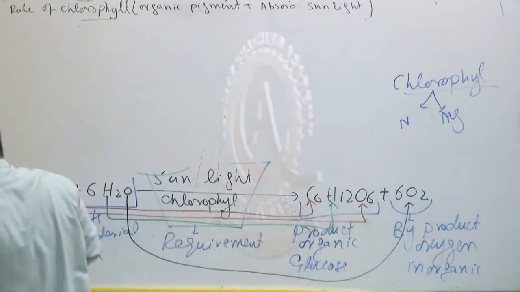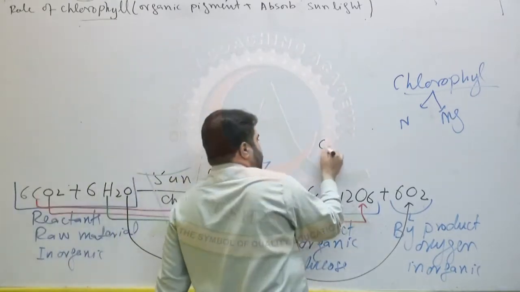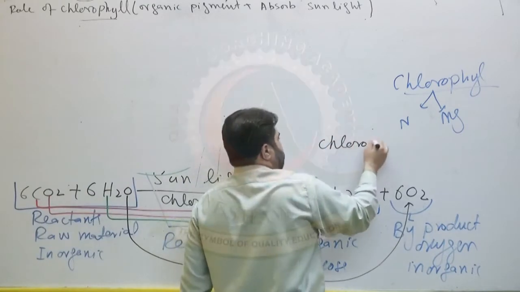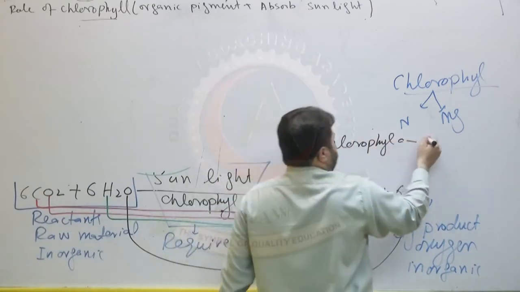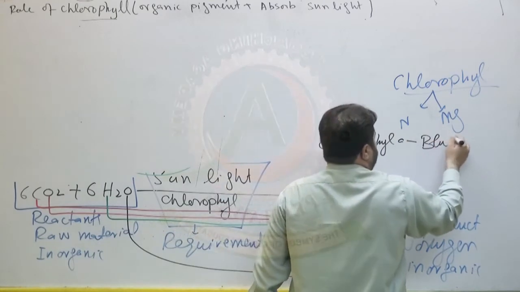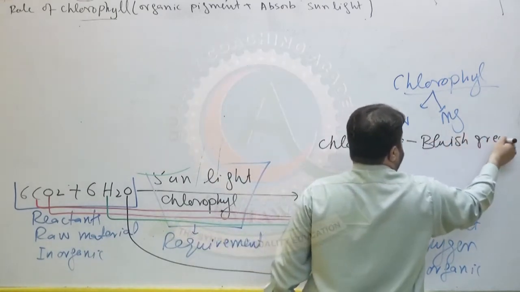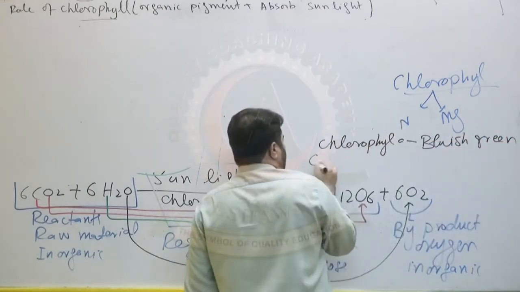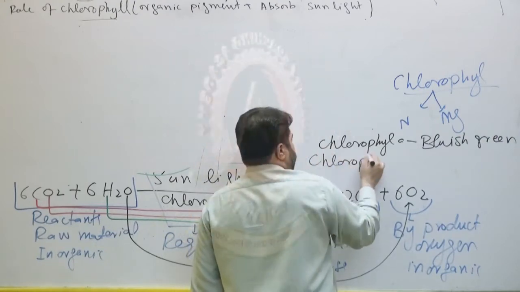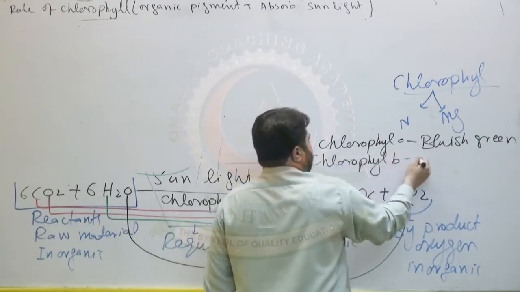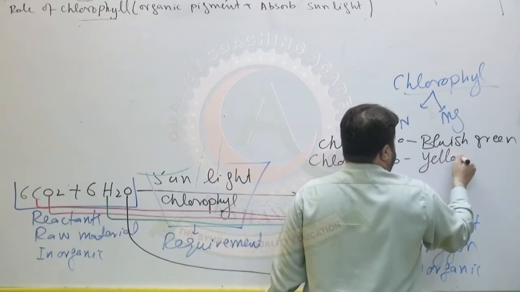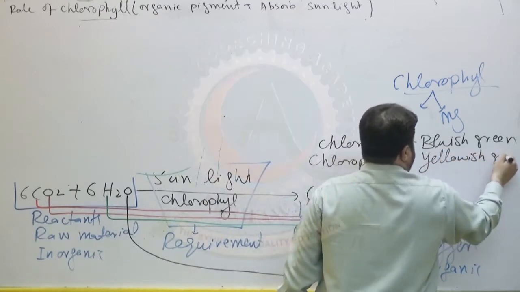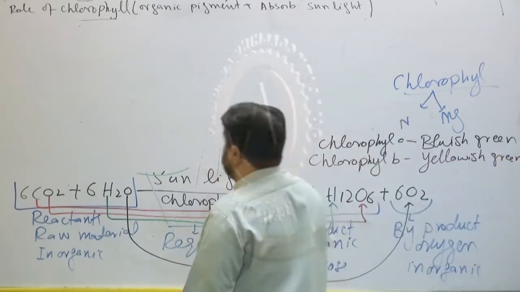And one thing more: chlorophyll A has a bluish green color, while chlorophyll B is a yellowish green.